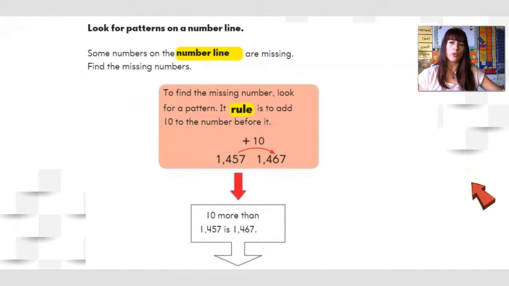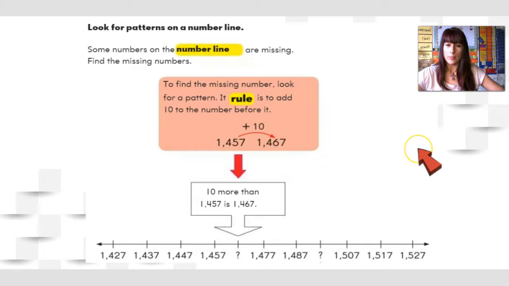Okay, so look for a pattern on a number line. This is what we need to practice because you might need that extra help to use a number line. So I'll teach you how to use a number line that we will have online. Some numbers that we see on the number line down here are missing, and we are here to solve that mystery. To find the missing number, you need to look for a pattern. When you look at the number line, you can see that the numbers are going up. And you can also see that what's changing in the numbers is the place value of tens.